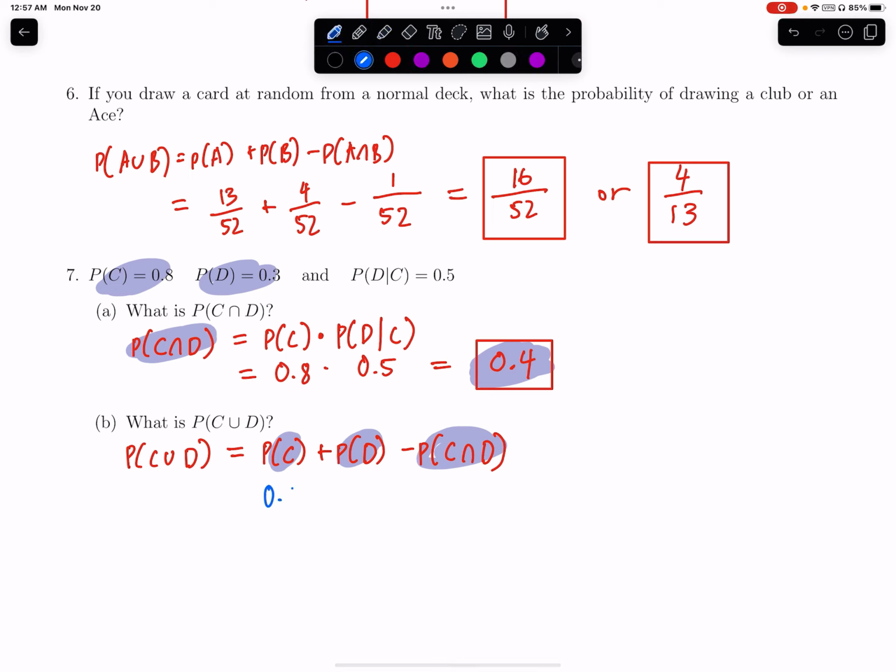Probability of C was 0.8. Probability of D is 0.3. And probability of C and D is 0.4. So 0.8 plus 0.3 minus 0.4, that's 0.7.